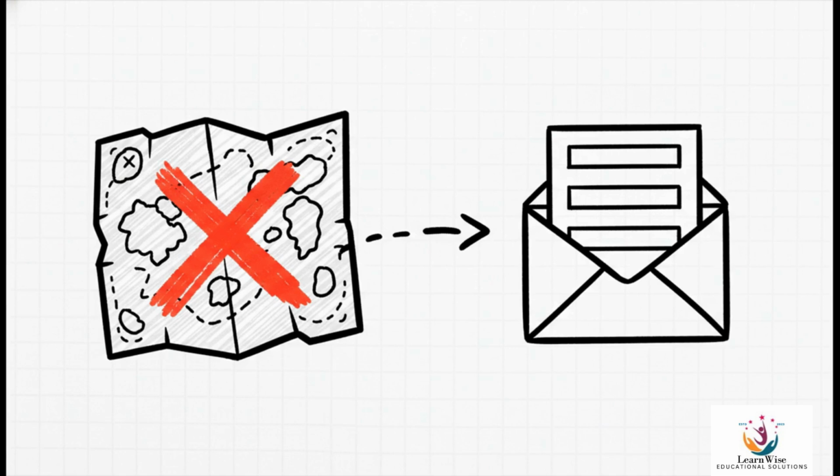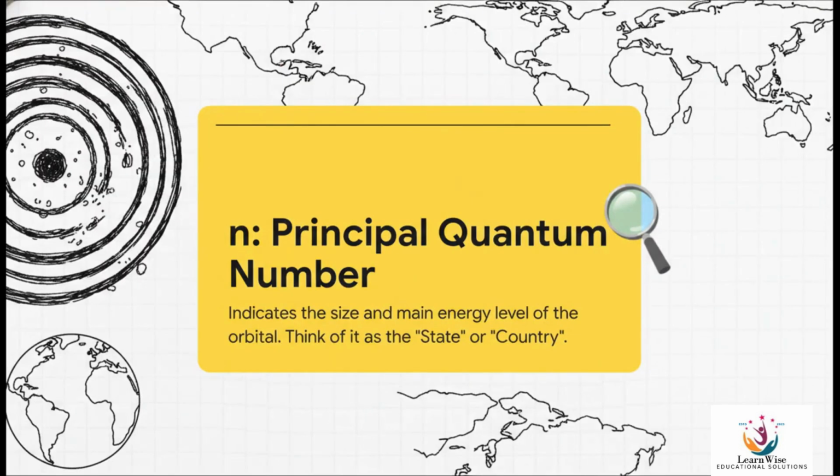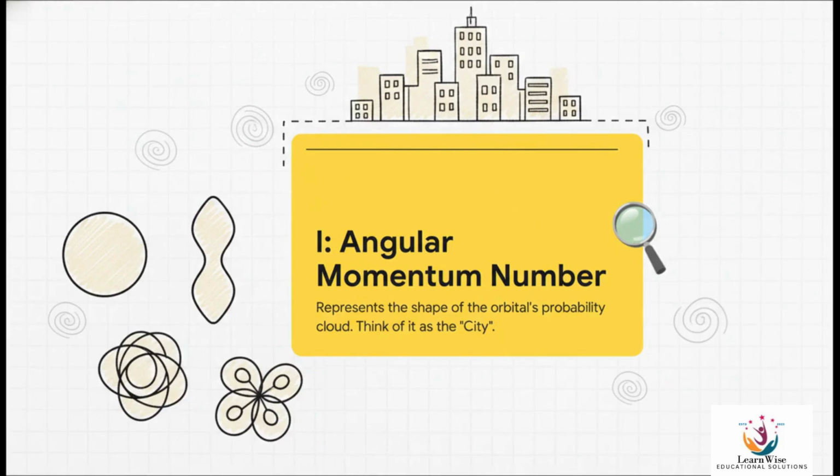The whole shebang. So the first part of the address is n, the principal quantum number. This is the big picture, kind of like the country or the state you live in. A higher n just means a higher energy level, and that the electron's cloud is, on average, further away from the nucleus.